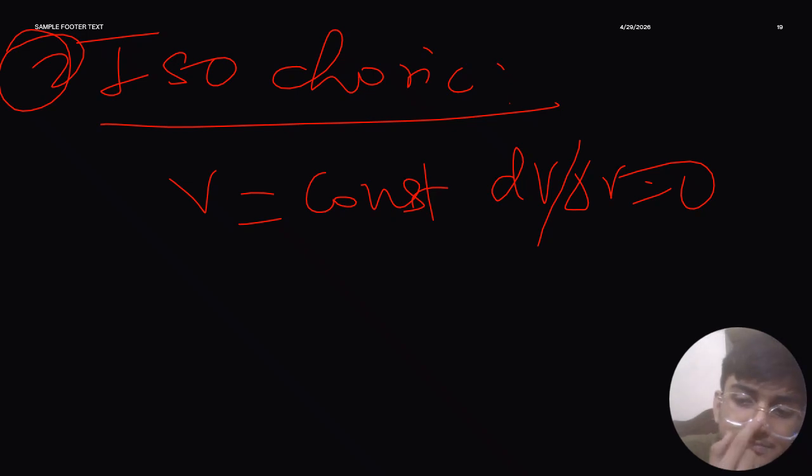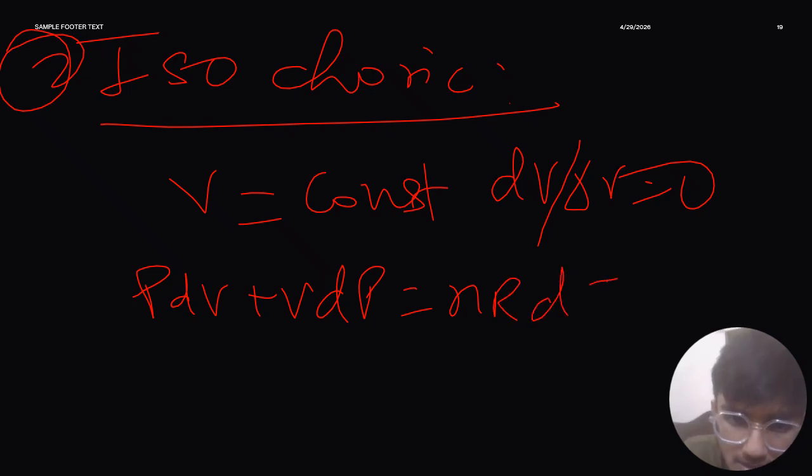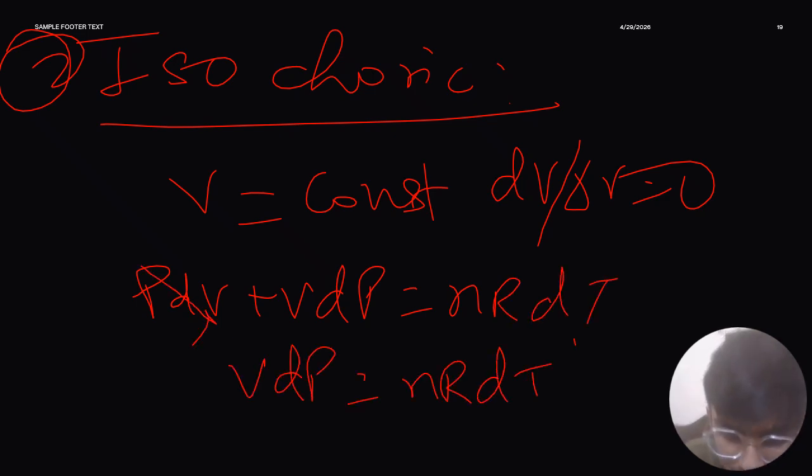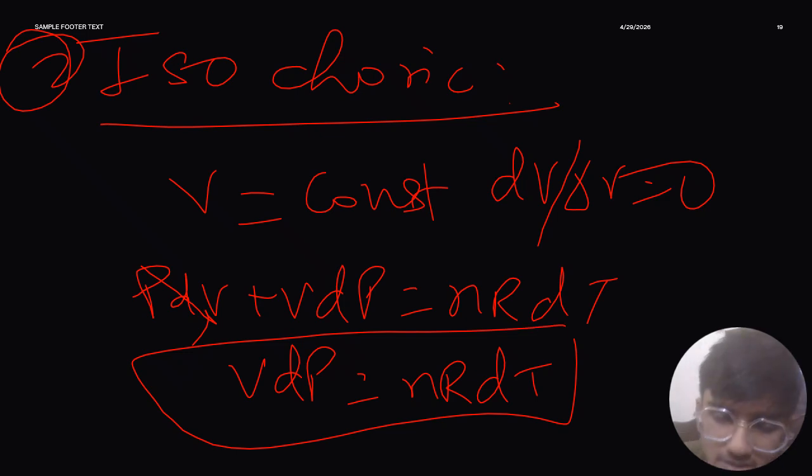Now here we can write PdV plus VdP is equal to nR dT, and here this quantity will go 0 and VdP is equal to nR dT. Okay, this is possible.